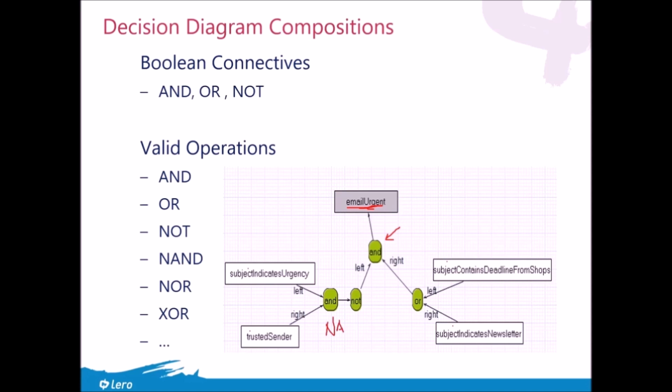Connected to this is not AND, or NAND: subject indicates urgency and trusted sender. And on the right hand side we have an OR: subject contains deadline from shops, subject indicates newsletters. So it's NAND and OR, also known as exclusive OR. I know not exactly, because we're using different predicates on either side, but very, very similar. So that's just to show how you can combine them into one single composition.